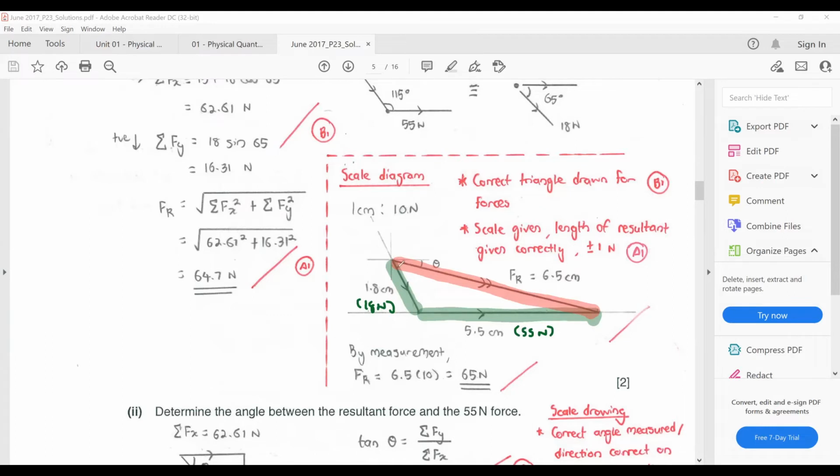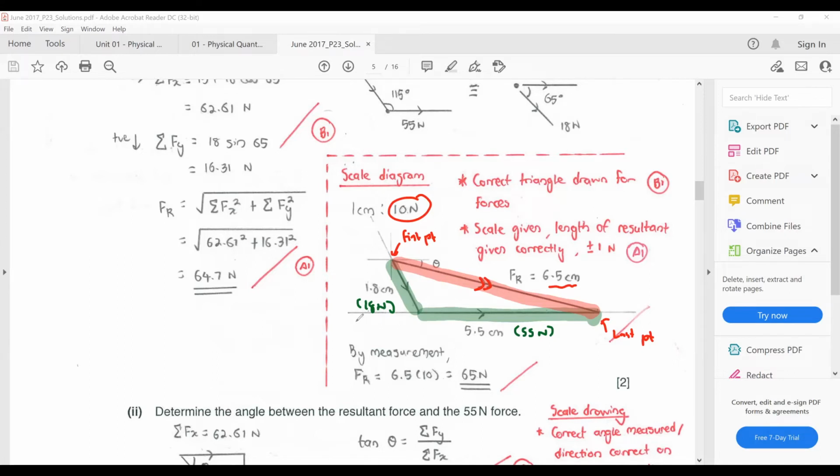In my case, this was my first point and this one was my last point, so I know my direction is here. I use my ruler and notice that my resultant is 6.5 centimeters. Taking into account the scaling that I used, I should get 65 Newton.